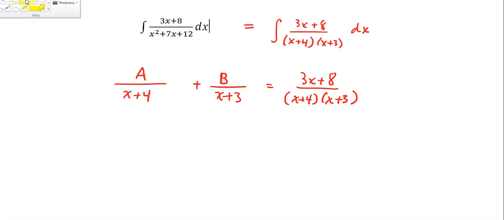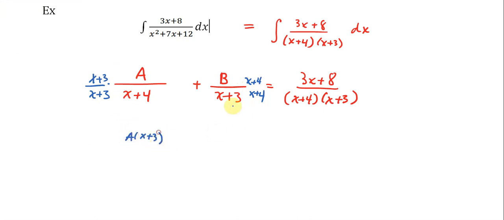Now we can do what we did before. Let's just multiply this by x plus 3 over x plus 3 and multiply this by x plus 4 over x plus 4 so that we get all of the same denominator. And once we have the same denominator, we can really ignore it. So this expression on the left side becomes A times (x plus 3) plus B times (x plus 4), and all of this is equal to 3x plus 8.